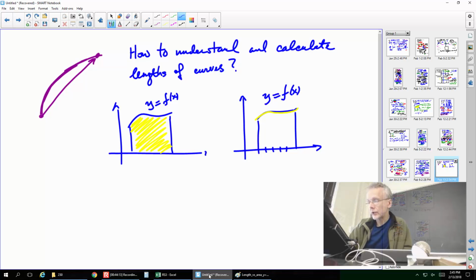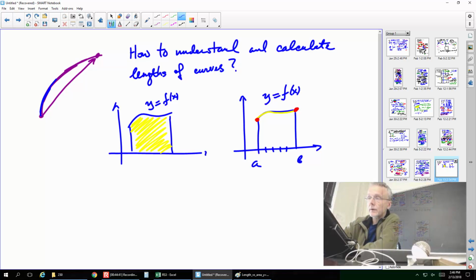A partition. So we have a function y equals f of x from a to b. We want to understand and calculate the length of this curve. That's what I marked with yellow, from this point to that point. Well, let's try it. The approach is pretty much the same, so it will be an approximation, but not with bars, but with edges, like that shown over there.